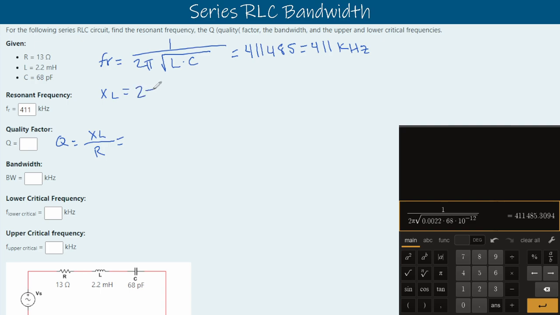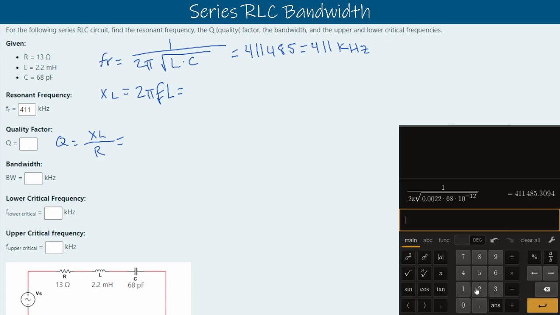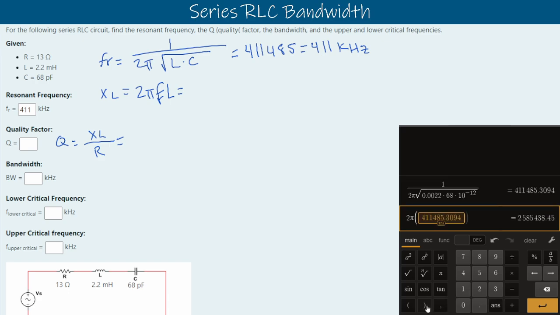And that is our 2 pi FL equation. We can plug that in. We now found our F, and it's going to be our resonance frequency for our F, so FR. So we'll just plug that in here. Say 2 pi times our frequency, so we'll just pull in that answer that we just got. And then we will also multiply by our inductor of 0.0022. That gives us this number here. Plug that in, it's 5,688. And so that is our XL, that's an ohmic value for our XL.